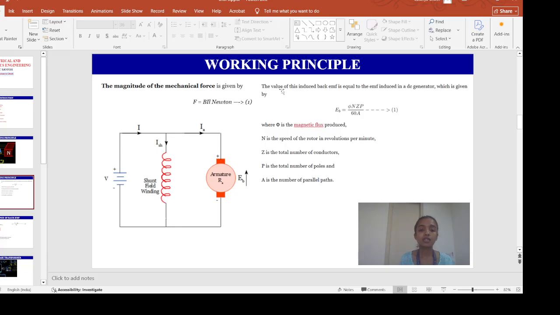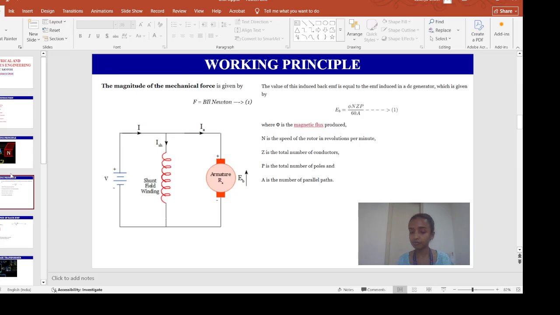Suppose this is my armature. As I said, when this armature starts rotating, it will start cutting the magnetic field of these field poles. As a result, some EMF will get induced in this armature, which is called the back EMF, in short EB, and the direction of this EB will be opposite to the armature current.